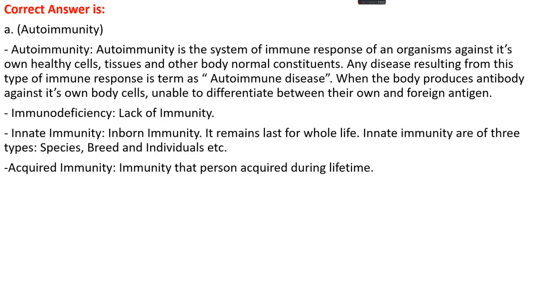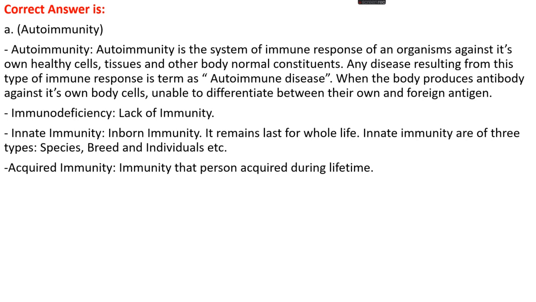Autoimmunity is the immune response of an organism against its own healthy cells, tissue, and other normal body constituents. Any disease resulting from this type of immune response is termed an autoimmune disease. When the body produces antibodies against its own body cells, when the body is unable to differentiate between its own and foreign antigens, such a condition is known as autoimmunity or autoimmune disease.